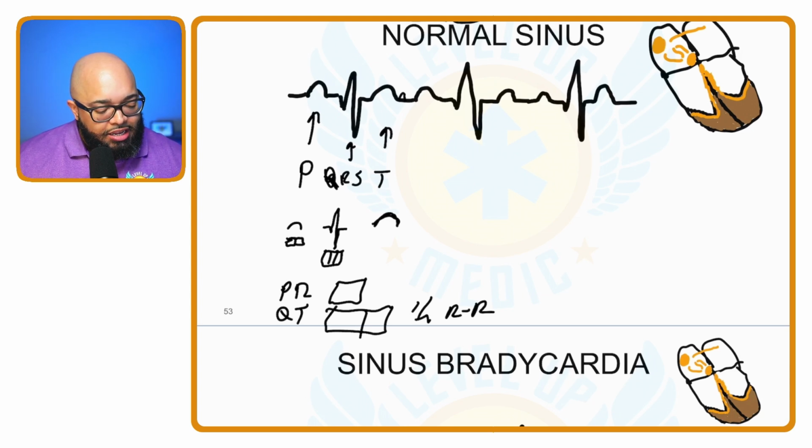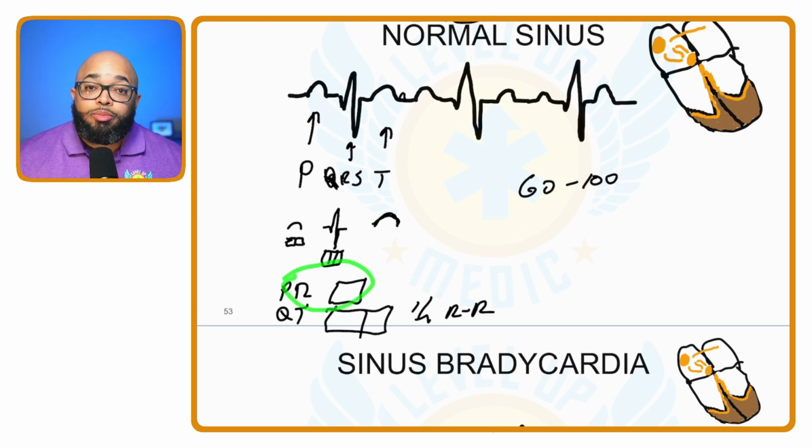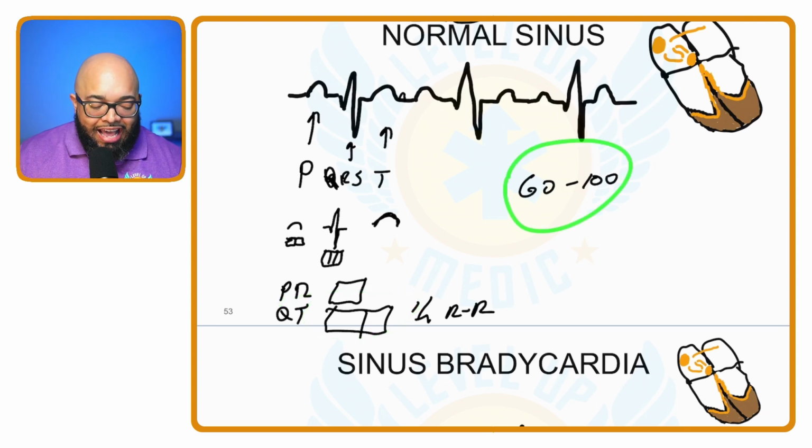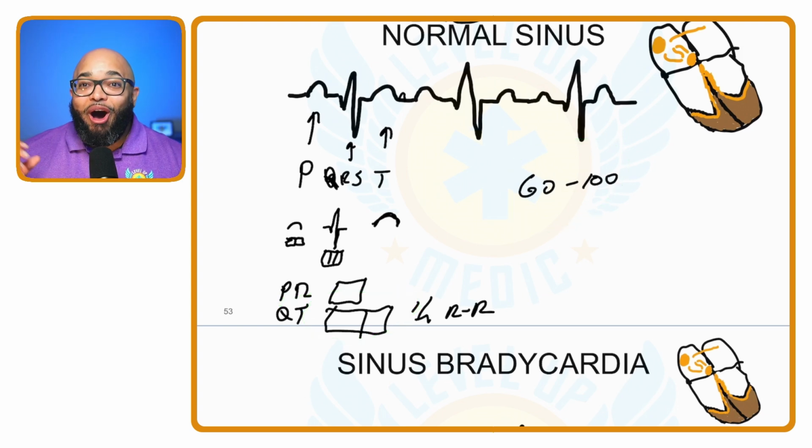If the rate is between 60 to 100 beats per minute, then we would say it's a normal sinus rhythm. So a normal sinus rhythm should have a P, QRS, and a T. The P wave should be the right amount of time, the QRS the right amount of time. The T wave should be in the same direction as the QRS. The PR interval should be the right amount of time, the QT interval should be the right amount of time, and the rate is 60 to 100. If all of that is happening, that's a normal sinus rhythm.